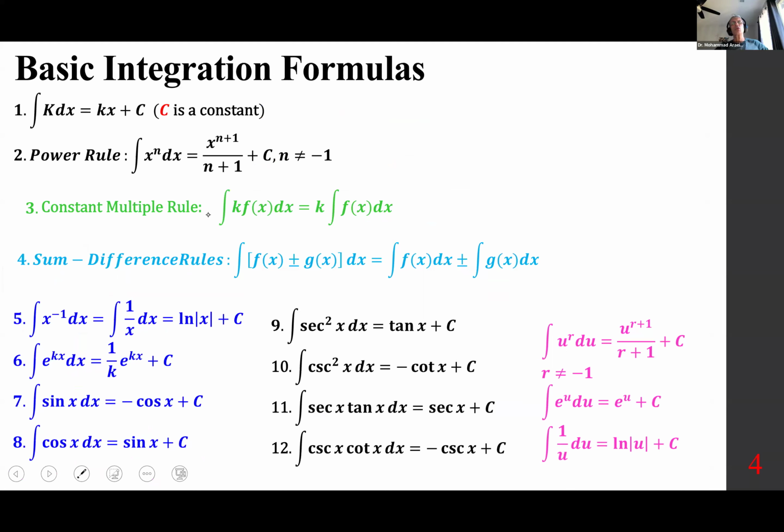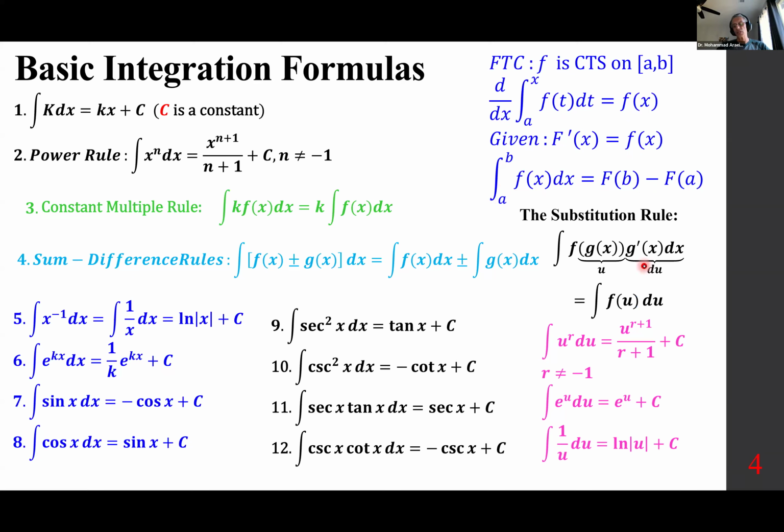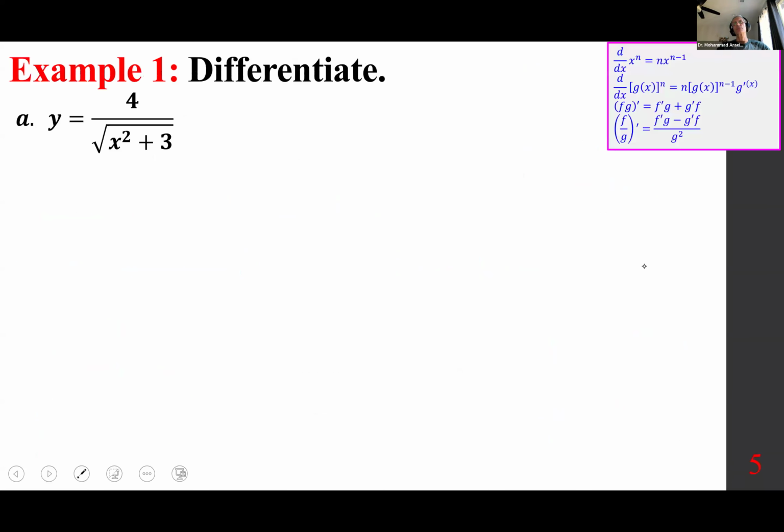Integration formulas are all the reverse process of differentiation, so we should be very comfortable with those. And then we add the FTC, which says the derivative of the integral is the function itself, and the integral of a to b f of x dx is capital F of b minus capital F of a, which is called a definite integral. It's a number. And the substitution rule, which is the reverse process of the chain rule. So that's the synopsis of the formulas that you're supposed to know.